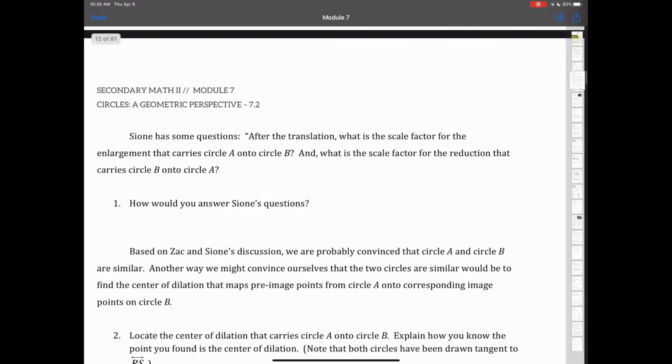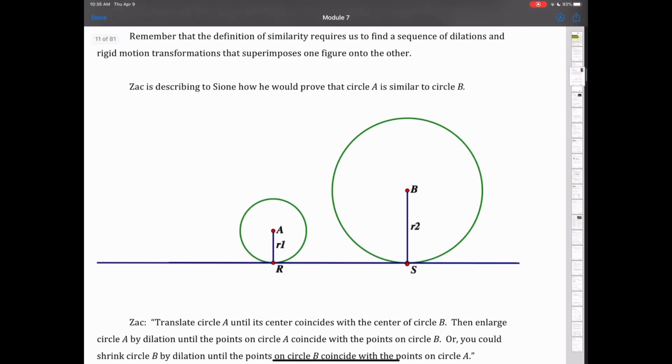Sion has some questions though. After one translation, what is the scale factor for the enlargement that carries circle A onto circle B? So he wants some more specific measurements here. What's the scale factor for the reduction that carries circle B onto circle A? So how would we answer Sion's question? So let's look back up here at this diagram.